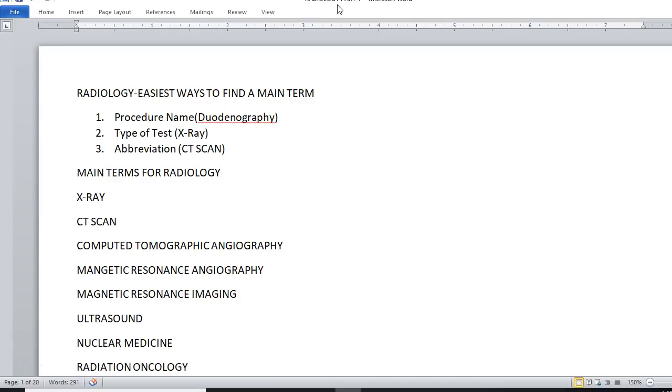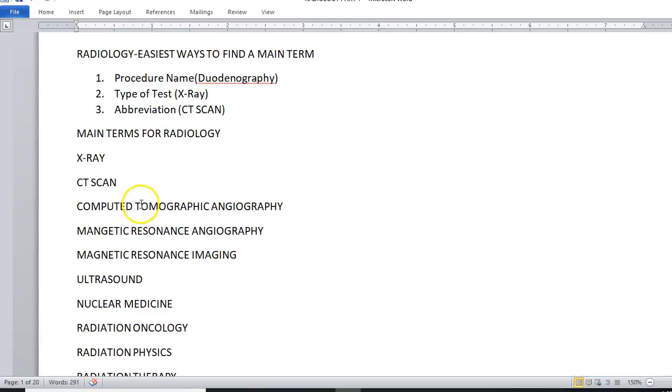First things first, if you know the procedure name, like a duodenography, then you can look up that full term. But most of the time, we're given the type of test and then the anatomic site. So for types of tests, we can look up things like X-ray, CT scan, but here's where we have to be careful. Instead of calling it a CTA, in the index, it spells out computed tomographic angiography.